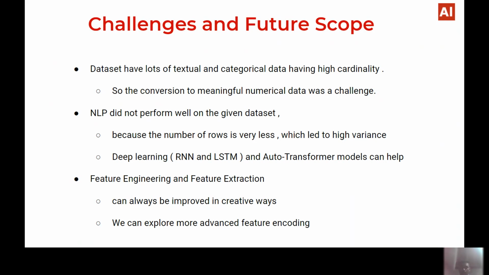There is a lot of scope for future research work. We can explore more advanced feature encoding techniques. We can apply deep learning techniques also. There is a lot of scope for improvement.